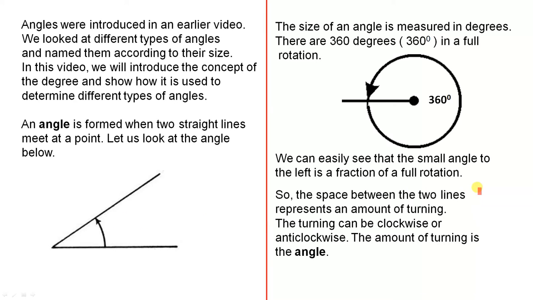So the space between the 2 lines represents an amount of turning. The turning can be clockwise or anti-clockwise. The amount of turning is the angle. So in this particular case, we are turning in an anti-clockwise direction.